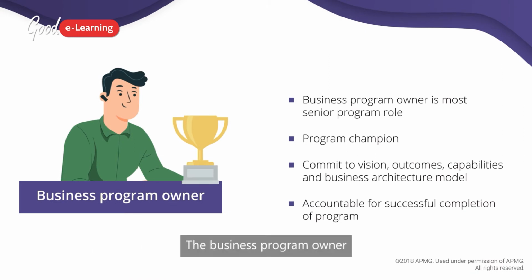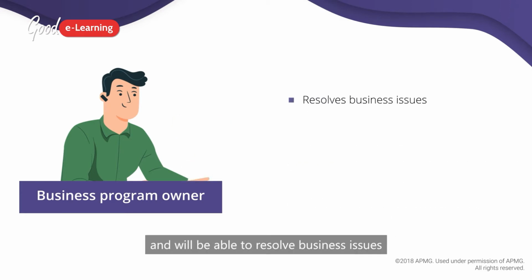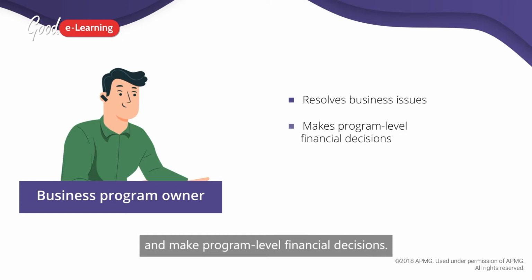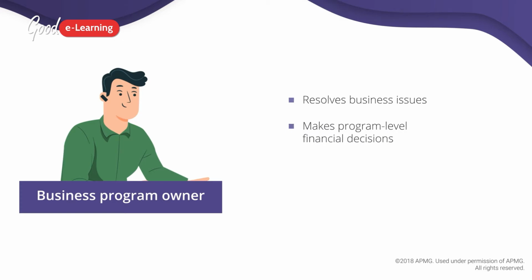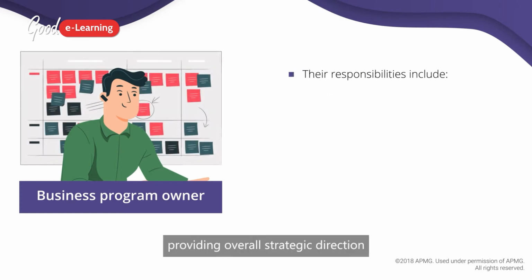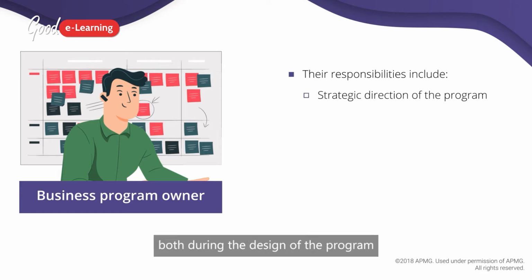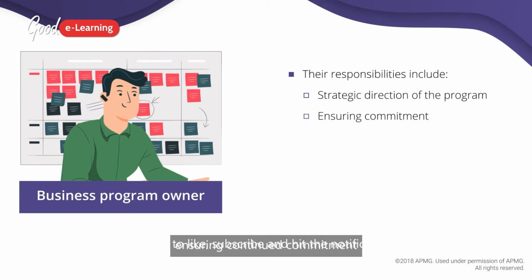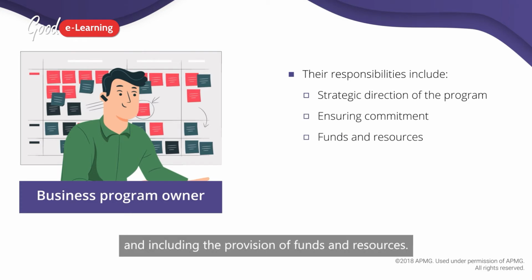The business program owner will hold a very senior position within the organization and will be able to resolve business issues and make program-level financial decisions. Their responsibilities will include providing overall strategic direction both during the design of the program and during its execution, ensuring continued commitment to the program at all levels and including the provision of funds and resources.